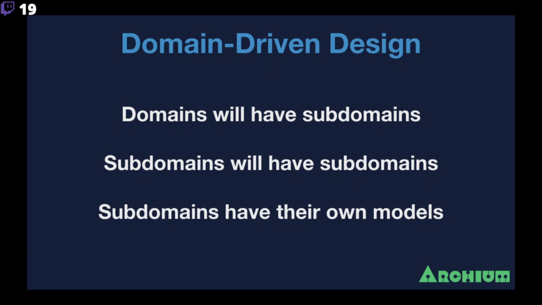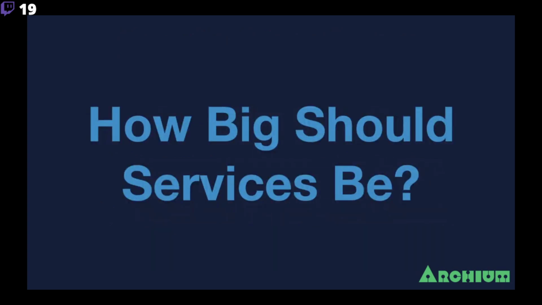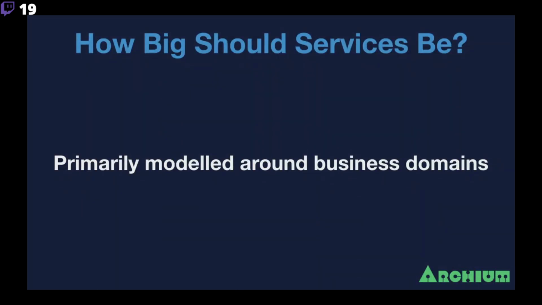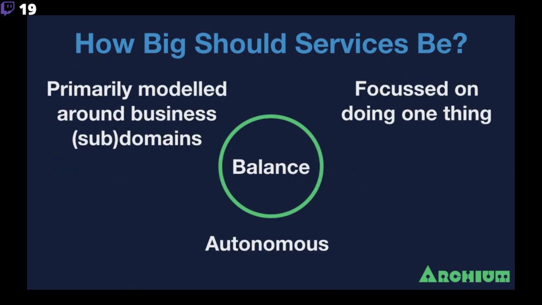So one of the biggest questions about microservices is how big should they be? And there's lots of opinions going on around this. And the thing I like to think about mostly, weighing most heavily on this, is that they're primarily modeled around business domains. But this has to be in balance with those two other dot points that Sam was making. So while they're primarily modeled around business subdomains, because if you just did your whole domain of your business, that would be a monolith, they're also focused on one thing, and they're also autonomous. And these things can kind of play off each other.